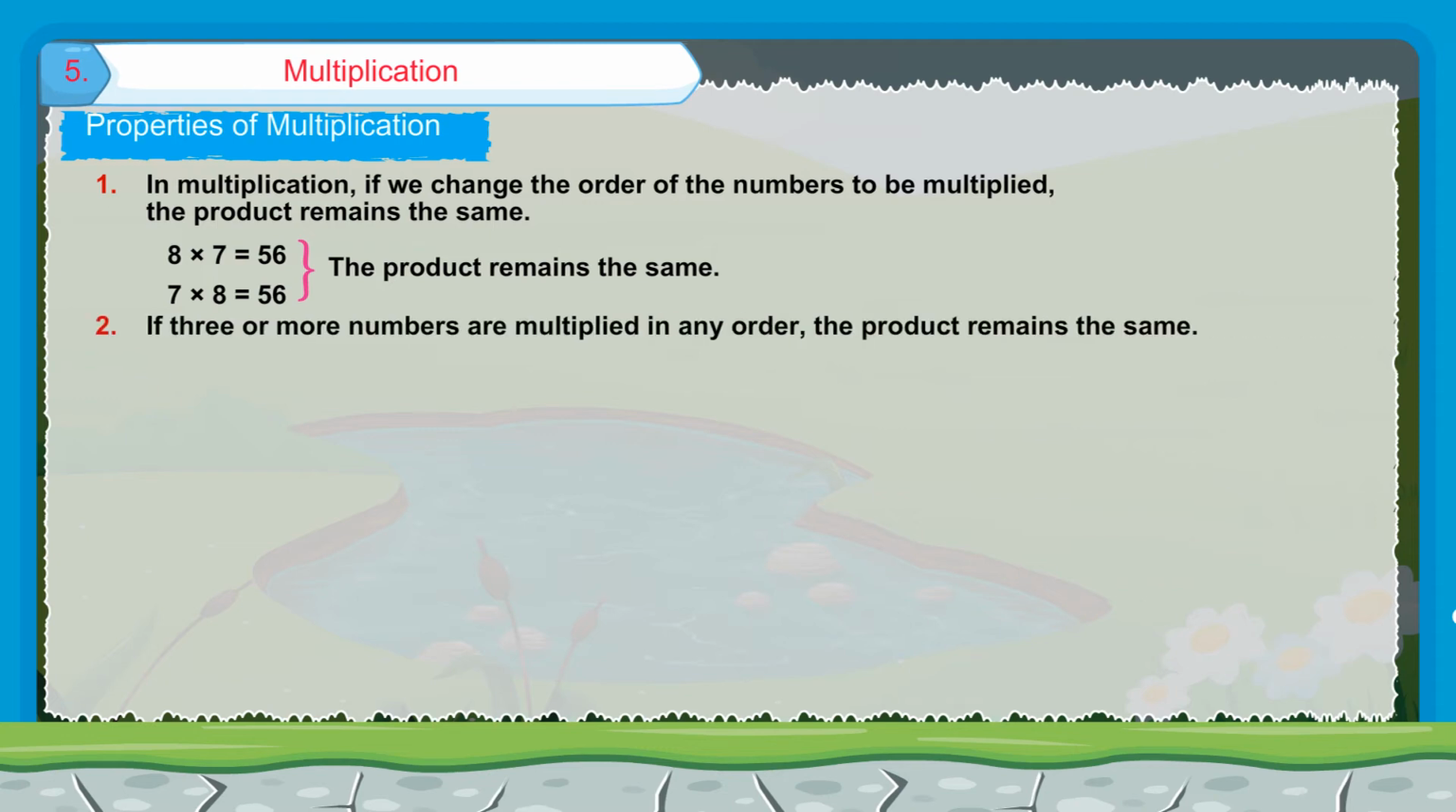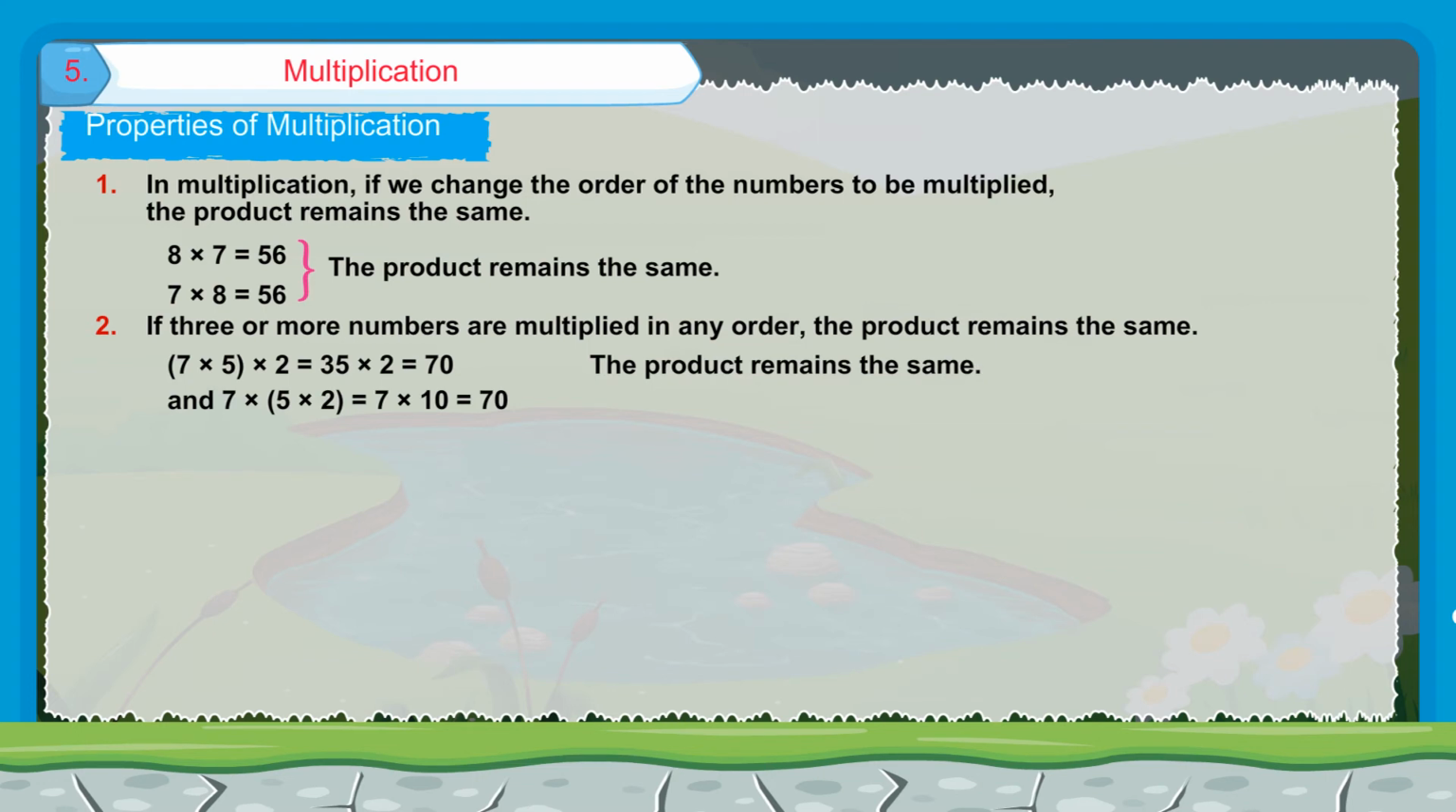2. If 3 or more numbers are multiplied in any order, the product remains the same. 7 into 5 into 2 is equal to 35 into 2 is equal to 70. And 7 into 5 into 2 is equal to 7 into 10 is equal to 70. The product remains the same.